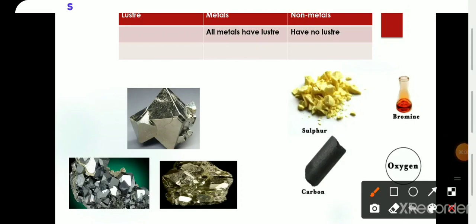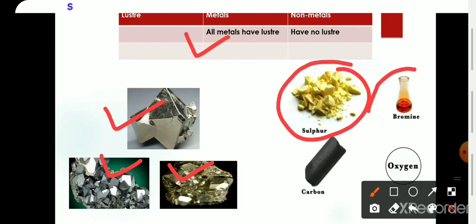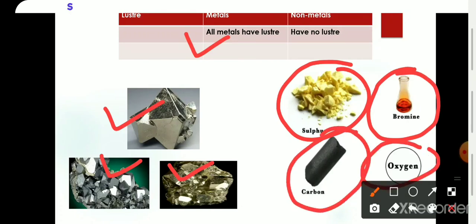Now think and answer my question. Of what metal our jewelry is made up of? Yes, gold and silver. And how our ornaments are in appearance? Yes, they give shines. So luster means shines. So all the metals have luster. They are shiny in nature. From the outer appearance, they give shines. While non-metals, all these elements like sulfur, bromine, carbon, oxygen, they all are non-metals. They do not have any type of luster.